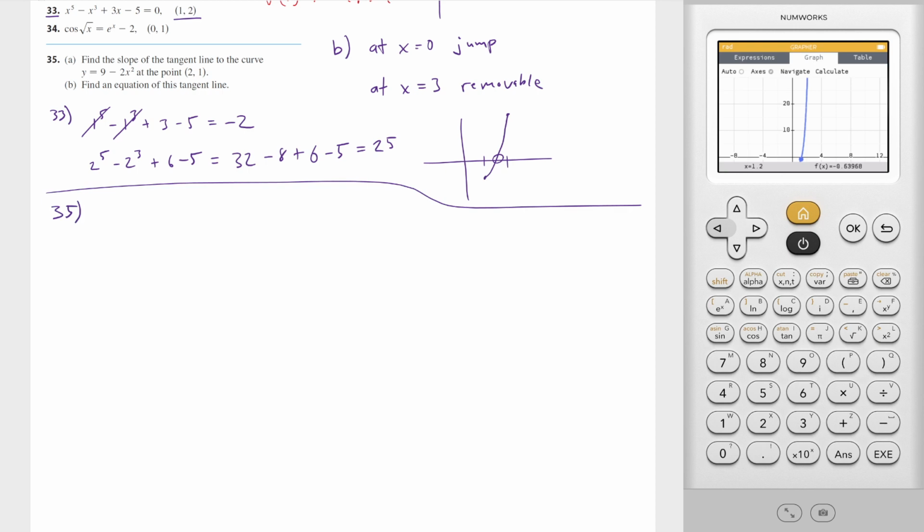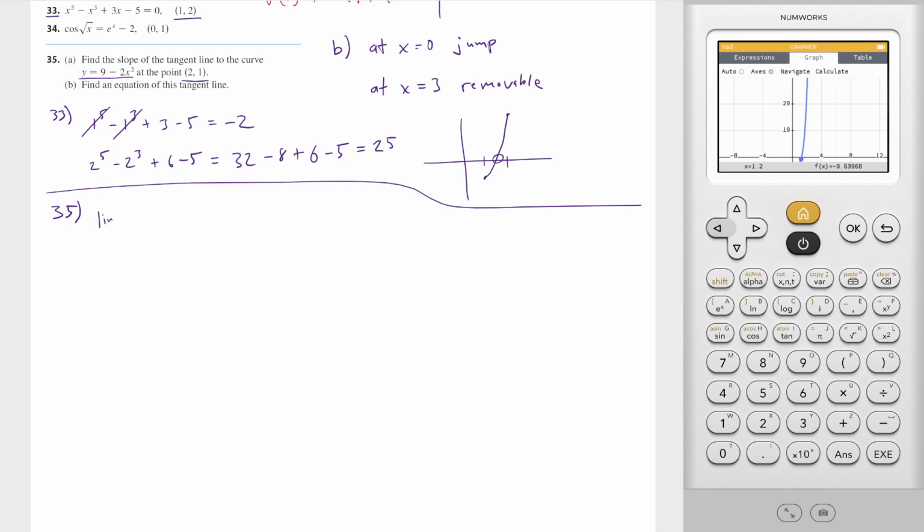Okay, so it says find the slope of the tangent line to the curve y equals 9 minus 2x squared at the point (2, 1). And so we can go ahead and accept that (2, 1) is in fact on that curve. And we want to find the slope of the tangent line when x is equal to 2. So let's go ahead and use the definition of the derivative.